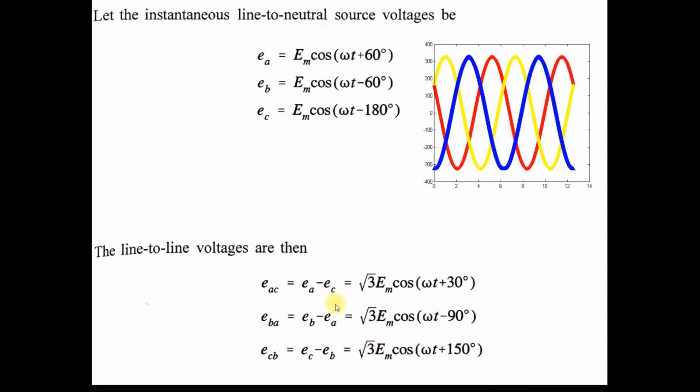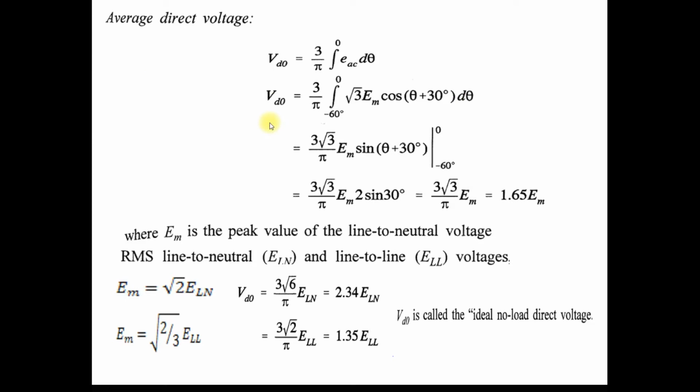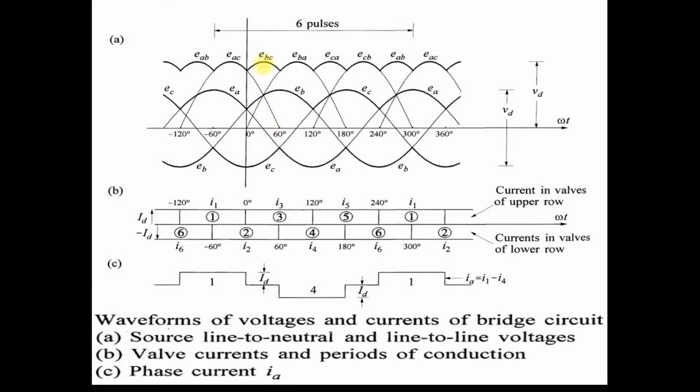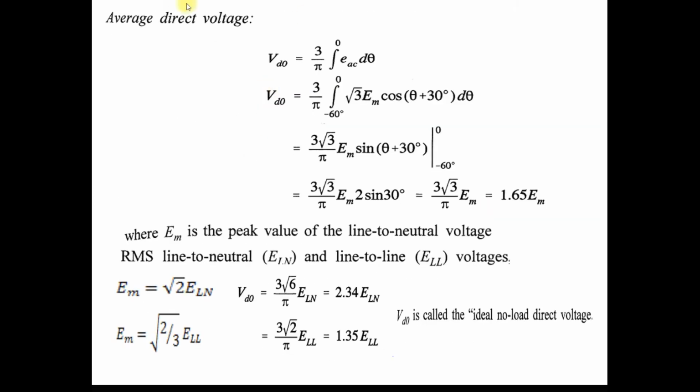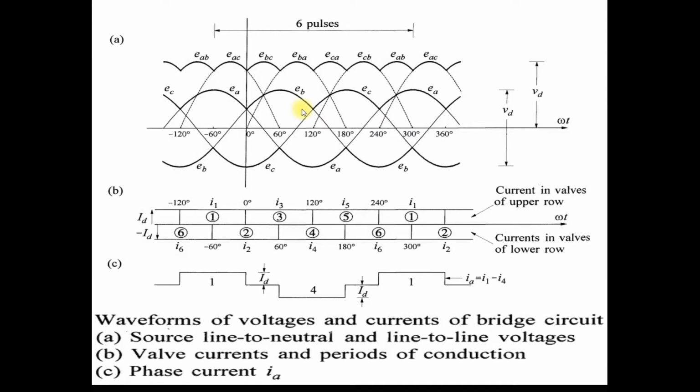In the same way you can also derive another equation, EA minus EB also. So these are the phase voltage and line voltage equations. And then after that we derive the equation of average direct voltage for this waveform with alpha 0 and source inductance 0. So here you can see that VD0 is equal to the integration from minus 60 degree to 0 of EAC. You can see that in the waveform, EAC here starts from minus 60 degree and ends at 0 degree.